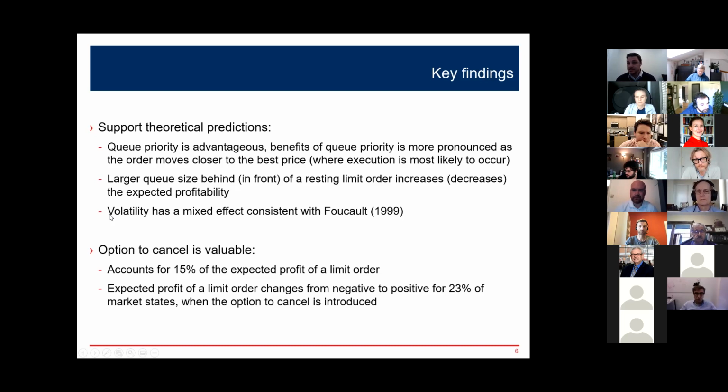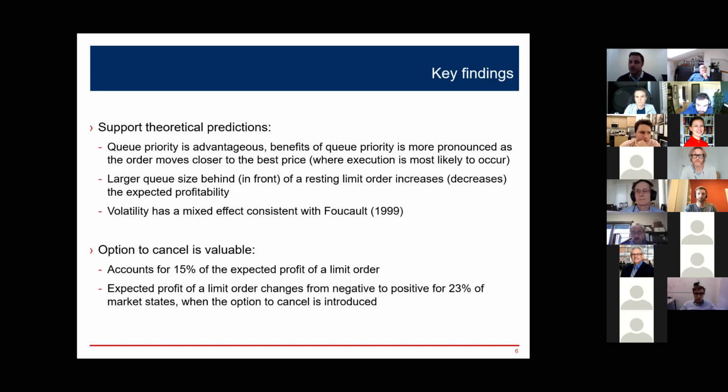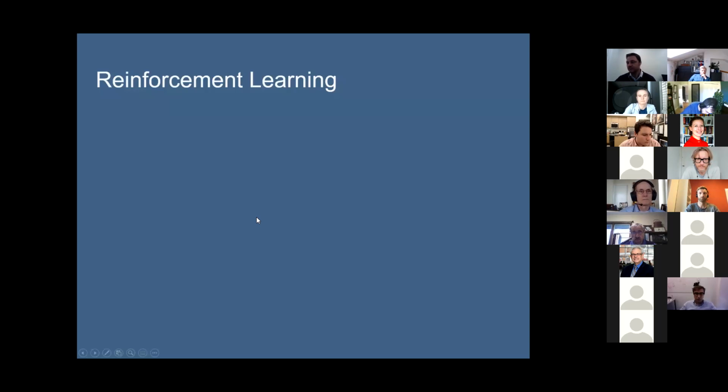The other thing, as I said, is that option to cancel. It turns out about 15% of the expected value, on average, of a limit order is due to having the option to cancel. As an example, for about a quarter of the states that we look at, if you don't have the option to cancel, the expected profit of that order is negative. You're likely to lose money. But as soon as you bring the option to cancel in, the expected profitability becomes positive for about a quarter of the states. So those are the key findings.